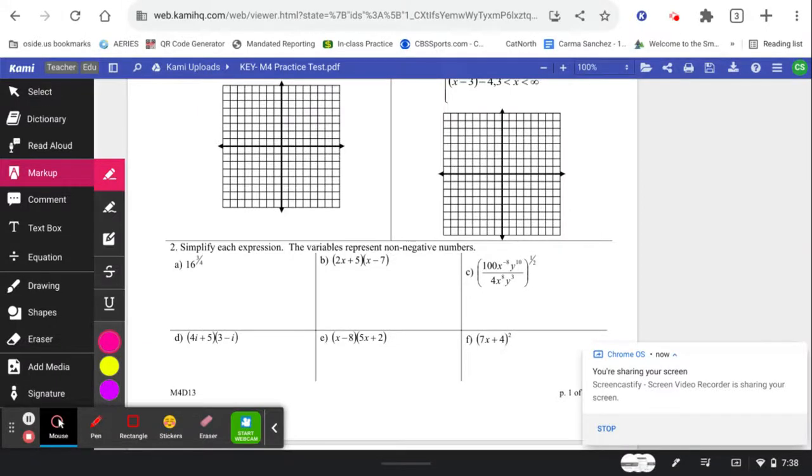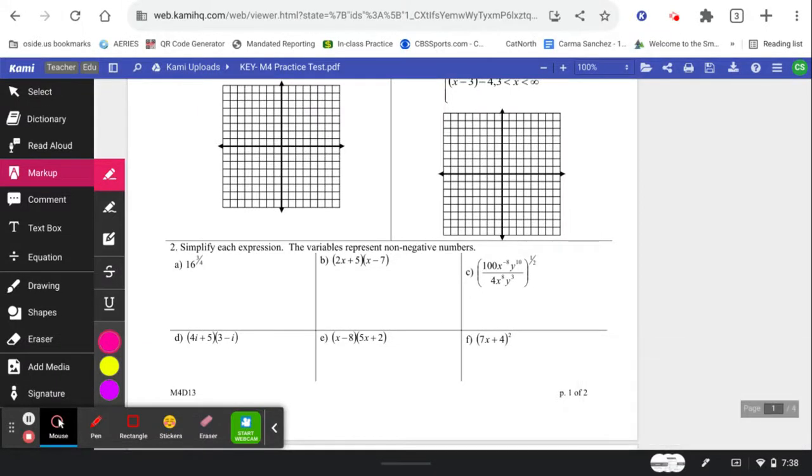All right, this is the last section of review that could show up on our next assessment. So let's take a look and see if you can handle these. The first one is 16 to the power of 3/4, and we want to look at rewriting that 16 as a base. So grab a calculator and do some practice.